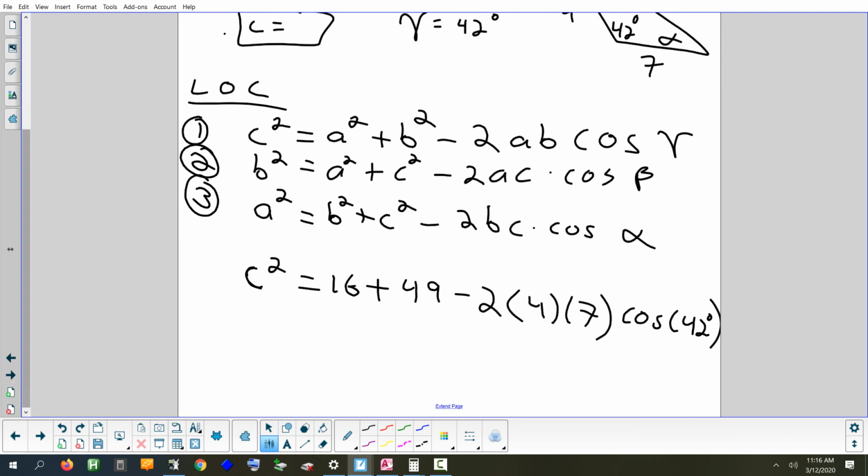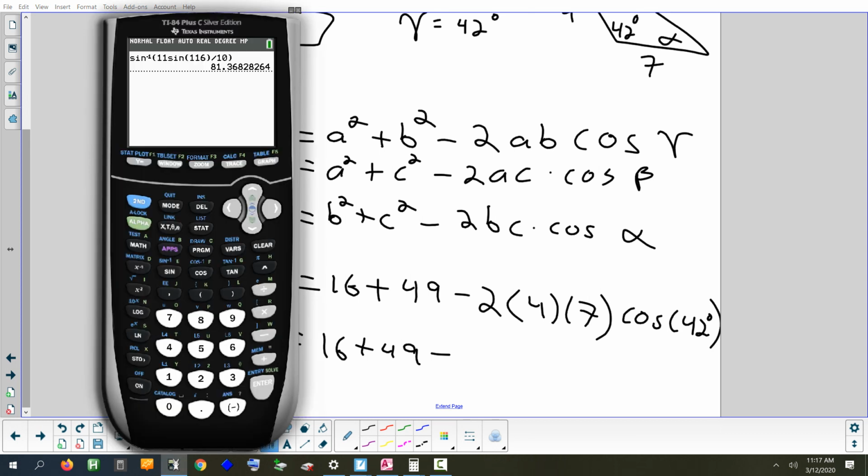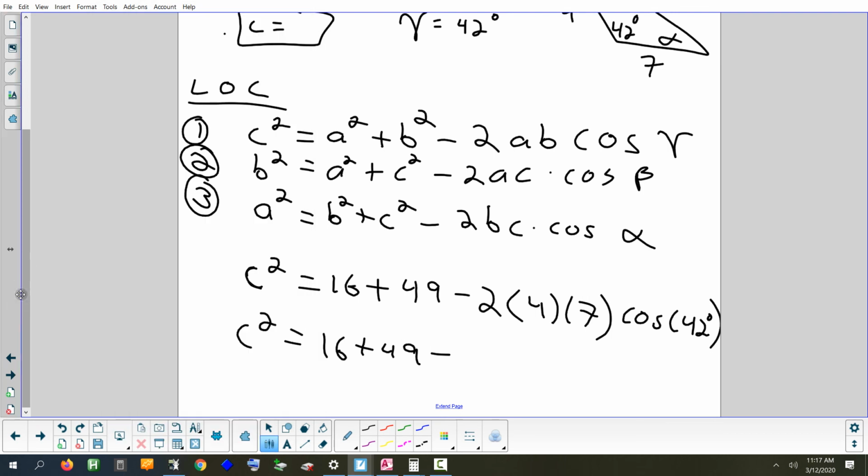Okay, so now let's go through and follow PEMDAS. What's the first thing that we should do on the right-hand side if we're following order of operations? Multiply. Okay. Don't worry about the 16 plus 49 yet. We need 2 times 4 times 7 times cosine 42. Well, most of that we can do without a calculator. What's 2 times 4 times 7? So 56 cosine 42. Check that I'm in degrees. Yep. That's minus 41.616.